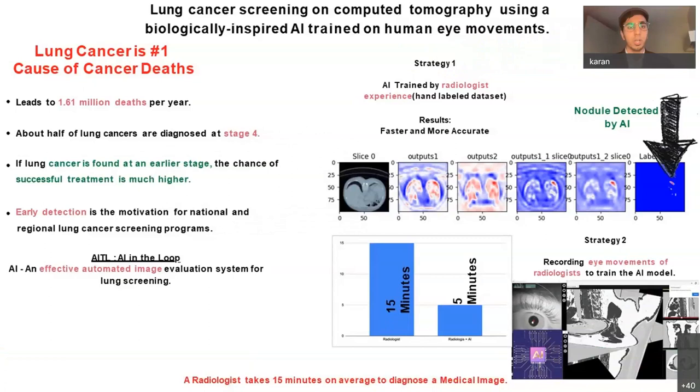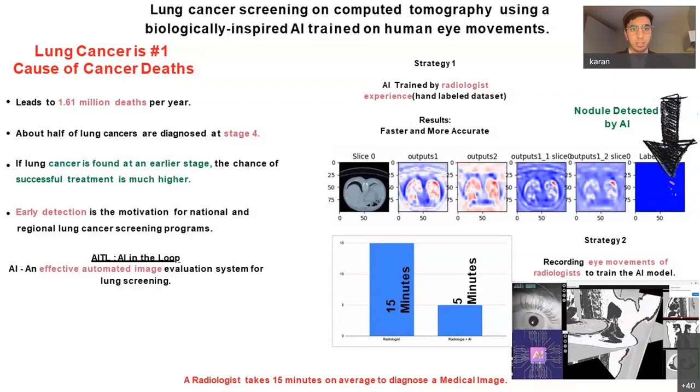Thank you. Good afternoon, everyone. Today I'm going to present my research on lung cancer screening. I've divided this talk into three parts. First, I'm going to tell you why we're doing this research. Then I'm going to tell you where we are, and then I'll take you forward to what the future of our research is. First, starting with why we're doing this research.